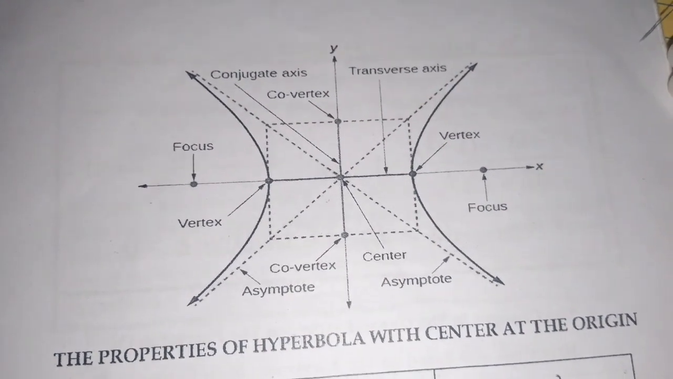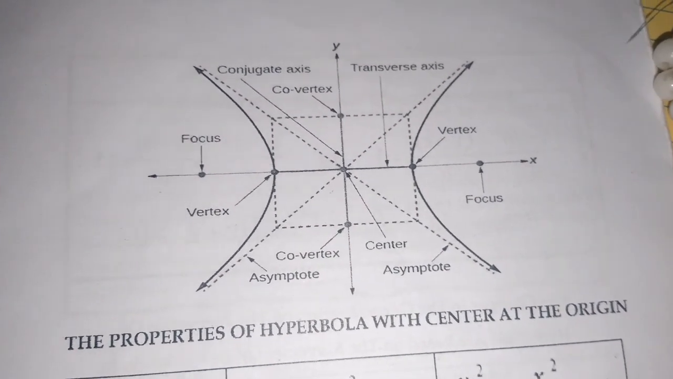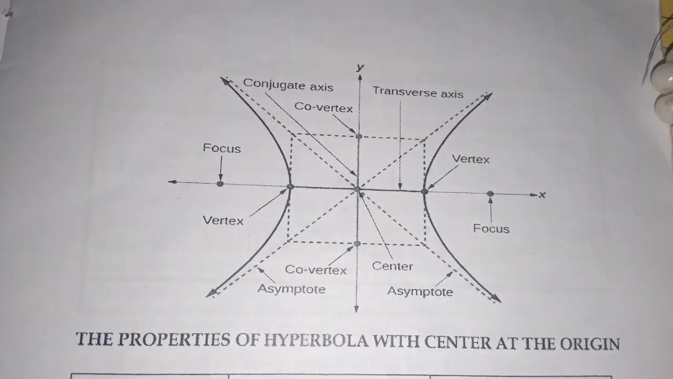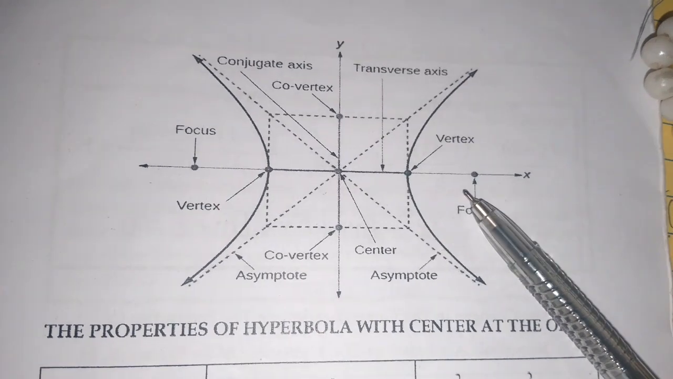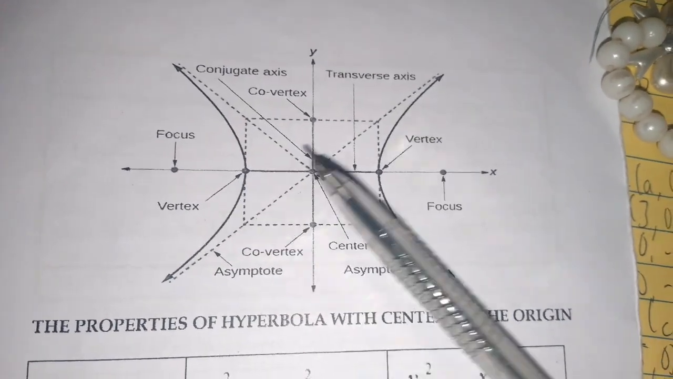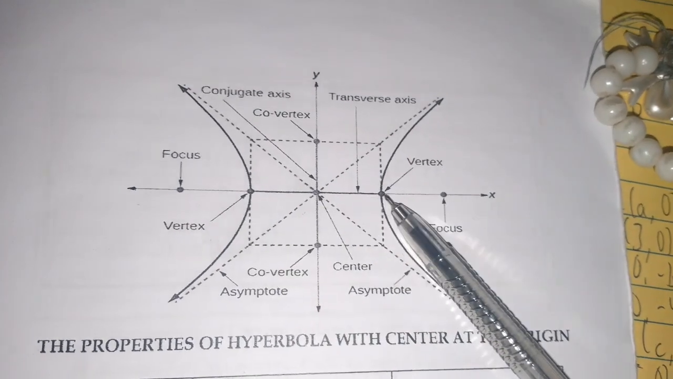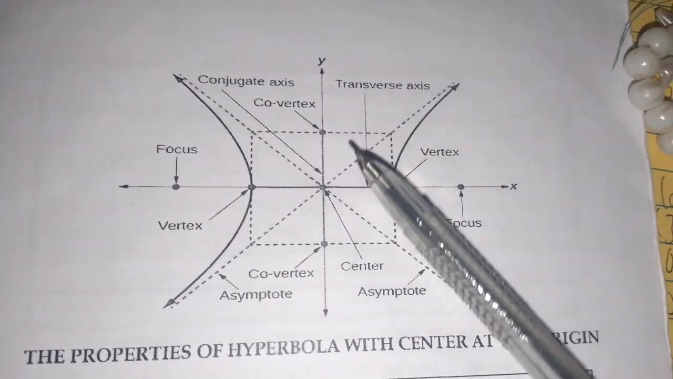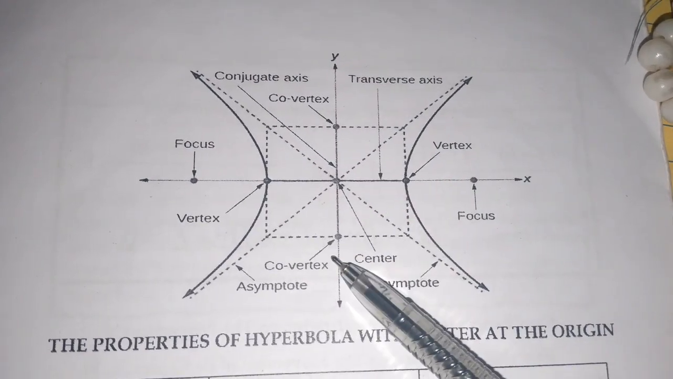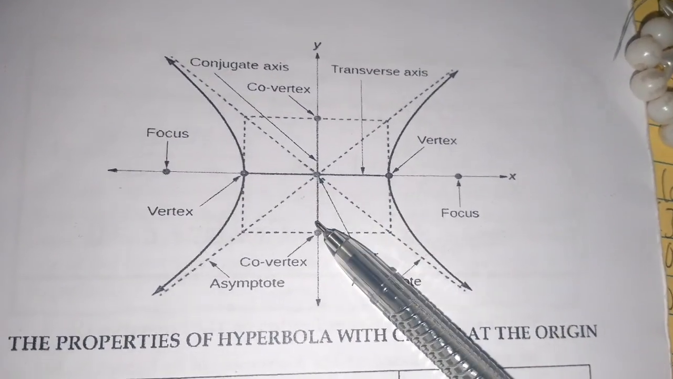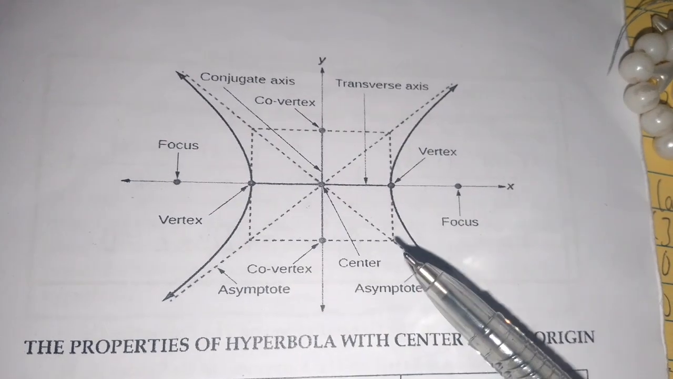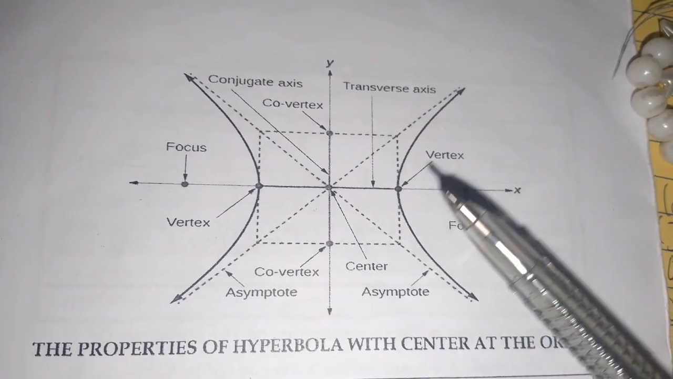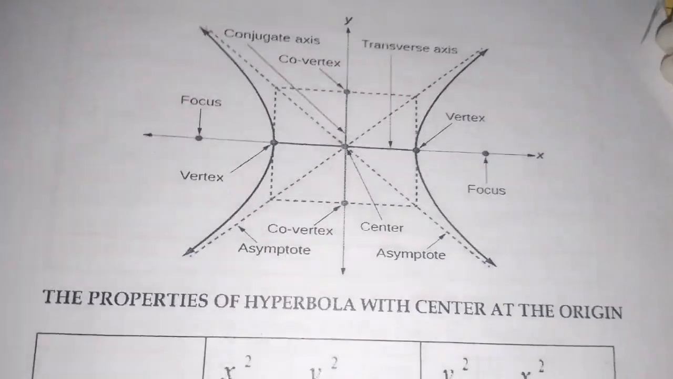Let's begin the video with familiarizing the parts of a hyperbola. As you can see, here is the center, the focus, and the plural form of focus is foci. We have the vertex, and the plural form is vertices. We have the co-vertex, also known as co-vertices, and the asymptotes. But we're not going to find the asymptotes in this video tutorial.